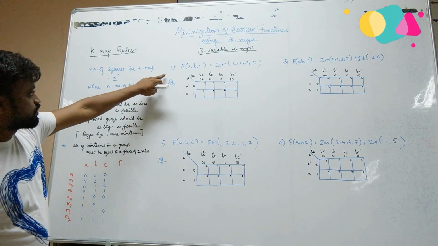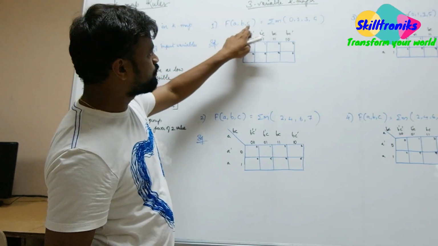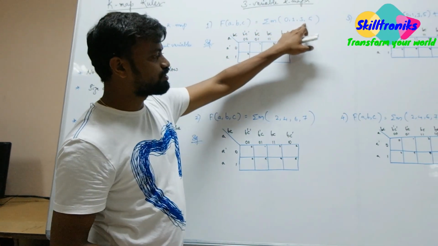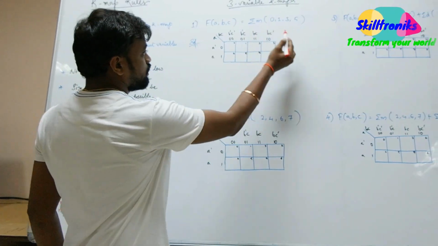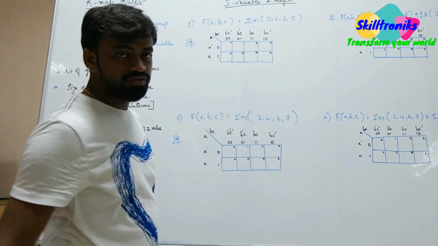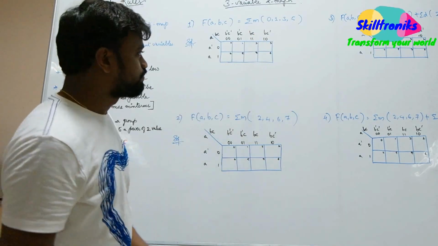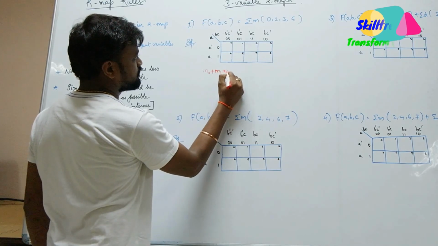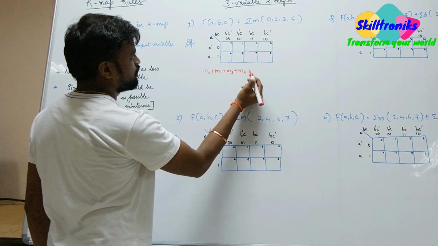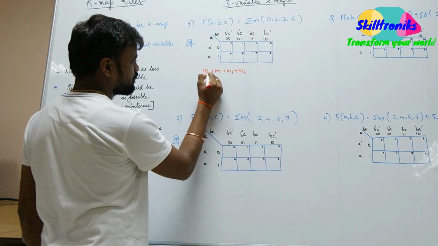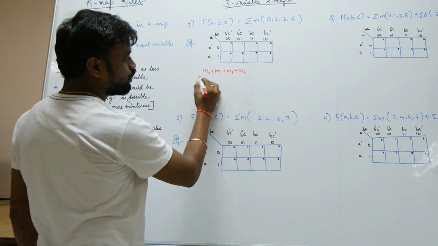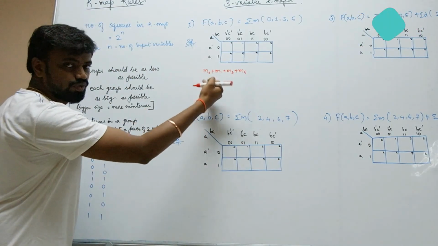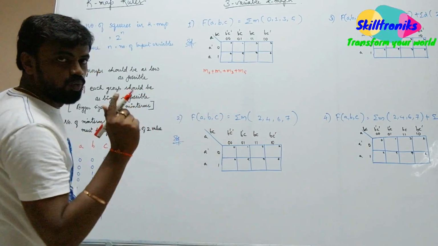So now let's go with example 1. F of a, b, c, 3 input variables, is equal to summation of small m of 0, 1, 3, 5. In this canonical Boolean function, you have 4 minterms, that is m0 plus m1 plus m3 plus m5. The meaning of this expression is that every minterm present in this function is carrying a value 1.